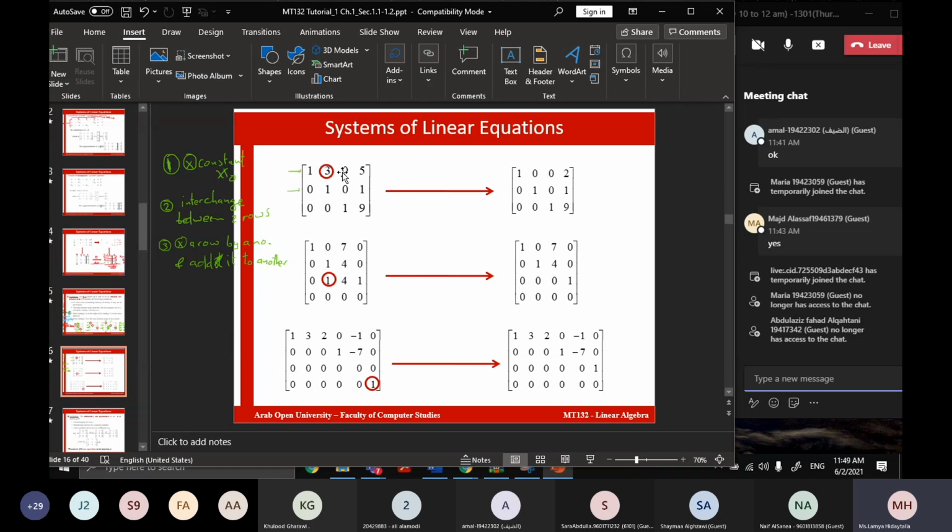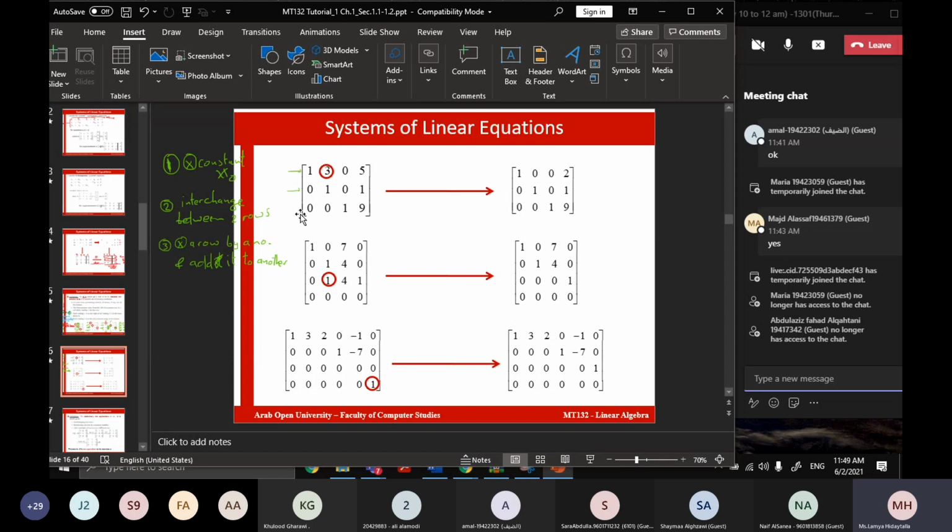Don't take the columns. Can I interchange a column in place of another? No. Clear? You cannot put one column in the place of the other. Only the rows: you can take this one up and, for example, put this one down. It's okay. That's one. Two: I can multiply the whole row, not part of the row. Every row, when you do it, you should multiply it by a number.